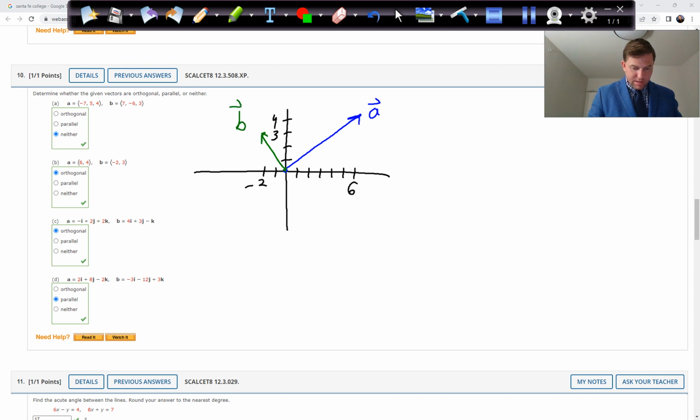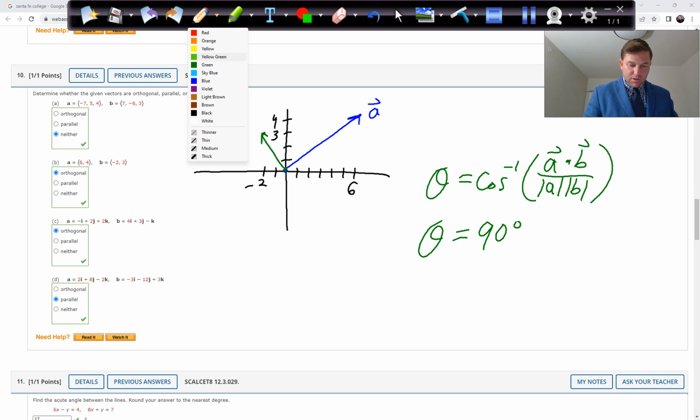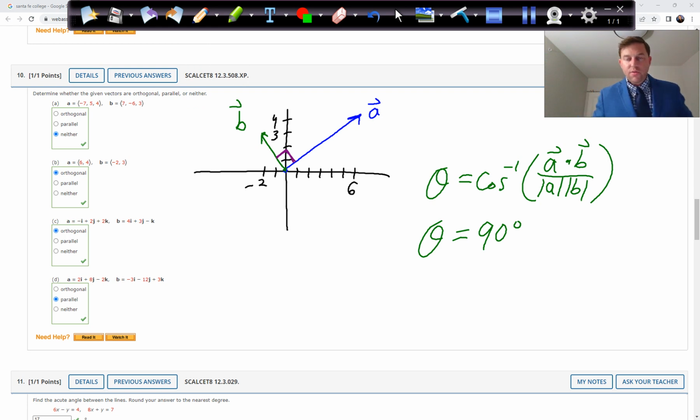That is vector B. And if you do the equation, theta equals arc cosine of A dot B over A times B vector magnitudes, you will get that theta is 90 degrees. And that is called orthogonal. And we can see it in the drawing. So I drew it to scale, not too bad. You can kind of tell, those are orthogonal.